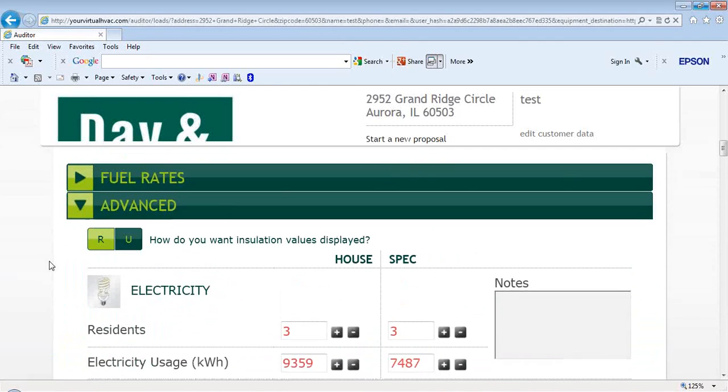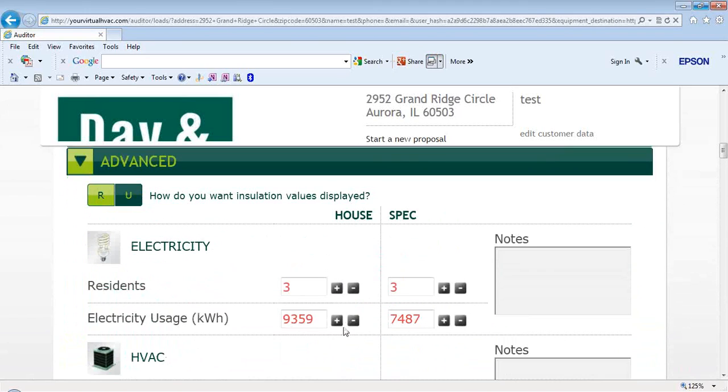Under the advanced one, I can go ahead and put in stuff regarding the house. Now you see I'm going to have two columns. I'm going to have the house and the spec. The house is the way the house is built today. The spec is what I'm proposing to specify that these folks put in to make improvements to the house. All right, so how many residents? 5. That's not changing unless my wife talks me into more kids.